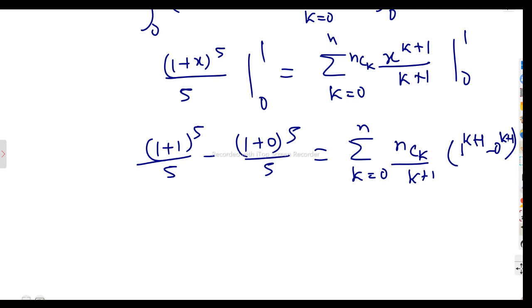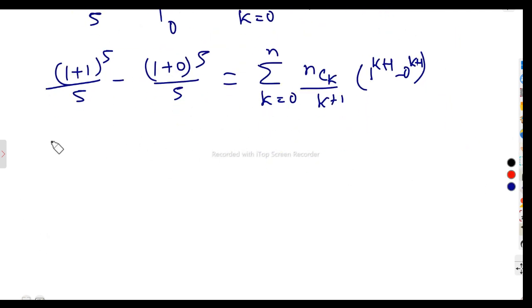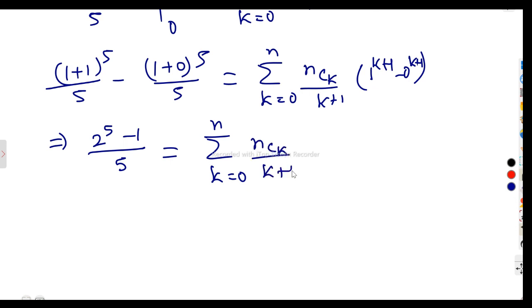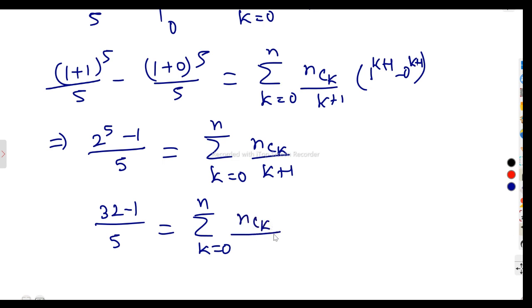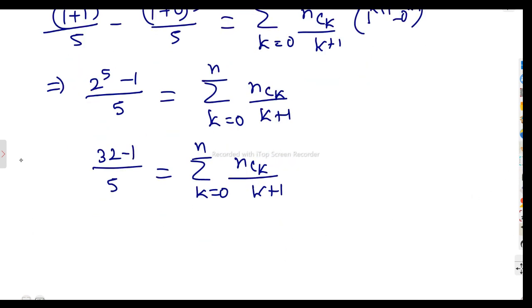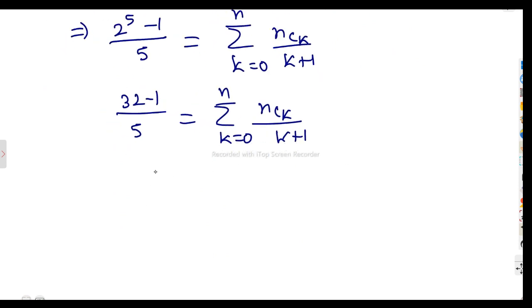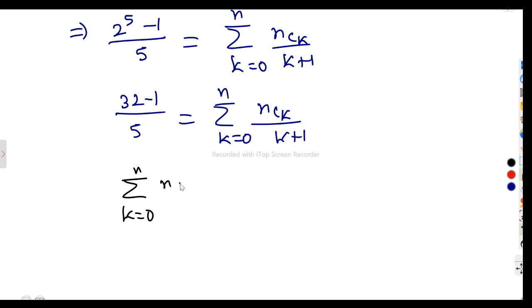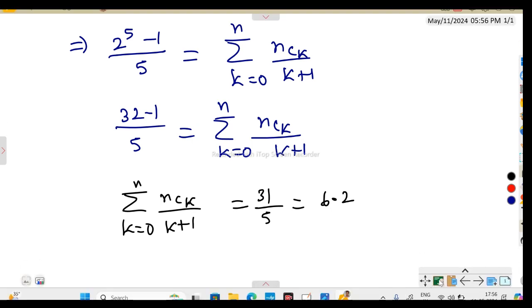So the value of this is (2^5 minus 1) over 5, which equals the summation k equals 0 to n nCk over k+1. That is (32 minus 1) over 5, so we have obtained that summation nCk over k+1 is equal to 31 over 5, which is equal to 6.2. This is the answer of the given problem. Thus we have solved the problem. Thank you.